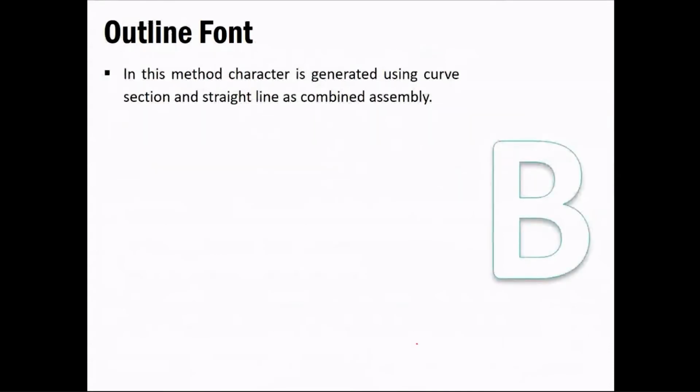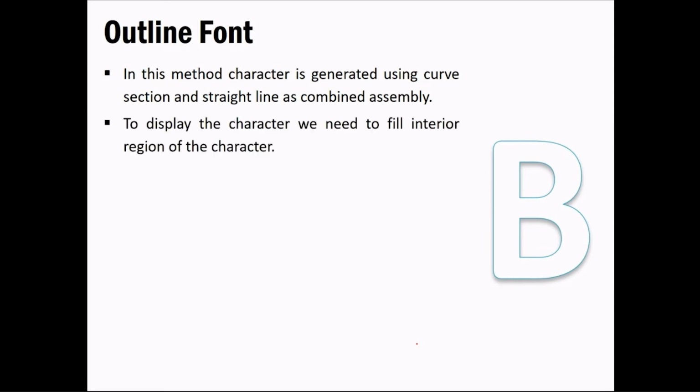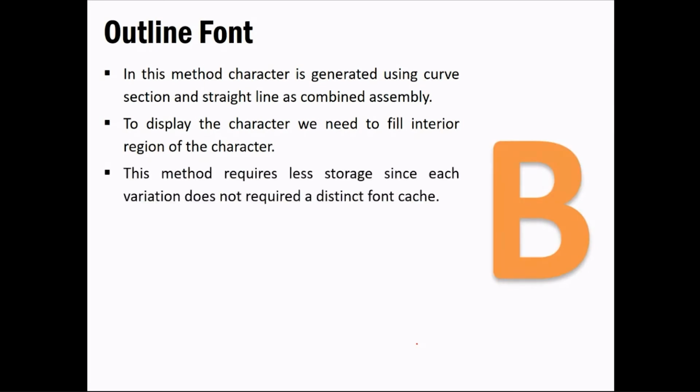Now we have one more thing over here, that is the outline font. In this method, characters are generated using curved sections and straight lines combined in assembly. Compared to the previous one, you would have a better shape than the bitmap font, so you'd be able to produce a very good result. To display the character, we just need to fill the inner region of that shape with some color.